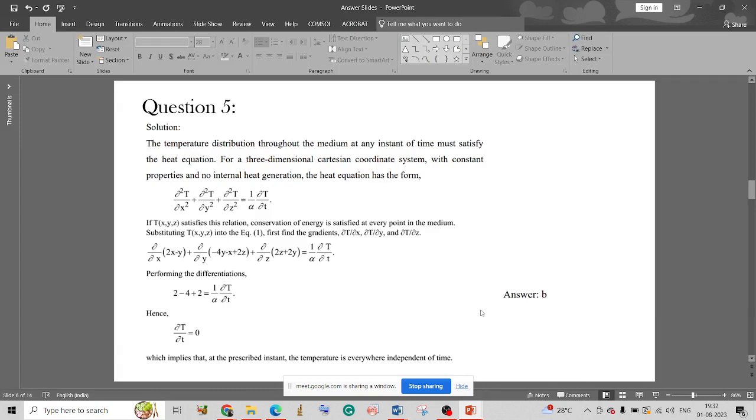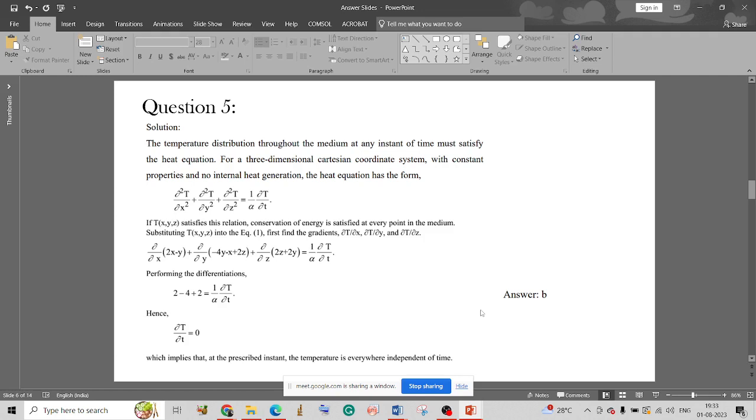We already know the heat equation for conduction. We have written it as del square T by del x square plus del square T by del y square plus del square T by del z square plus Q dot. But as Q dot, that is heat generation, is not present here, no internal heat generation, we can cancel it out. And rho K upon rho Cp we have represented as thermal diffusivity alpha, so 1 upon alpha del T by del t. Now T is a function of x, y and z.